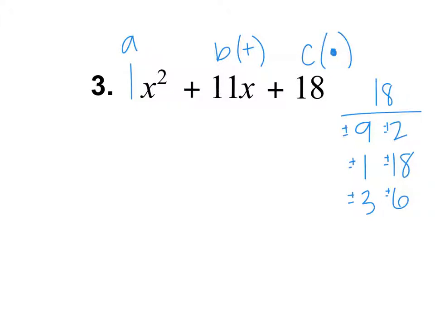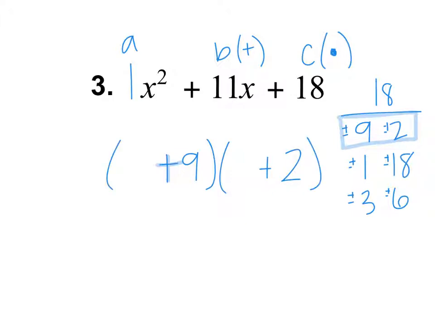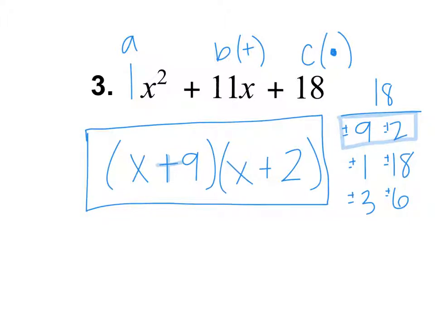All right, do any of those added together give me 11 because I need to add for my b? 2 and 9. Good, 2 and 9. And do I need them positive or negative? Positive. Good, positive. So I'd write my plus 9 and my plus 2. Okay? And what is my variable? Good, x. So I have x plus 9, x plus 2. And that is my final answer. Okay?